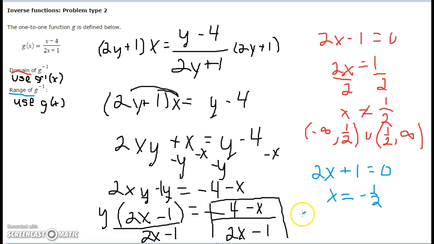So again, I can have anything except for negative 1/2. So it'll start from negative infinity, then there's going to be a hole at negative 1/2, then I'll pick back up at negative 1/2, and it'll continue to positive infinity. And I'm done.